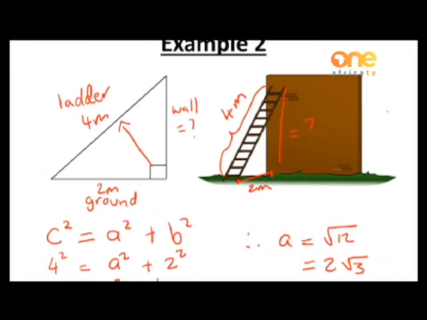So generally, leave your answer in surd form. This is because this is the exact answer, whereas this has been rounded off.